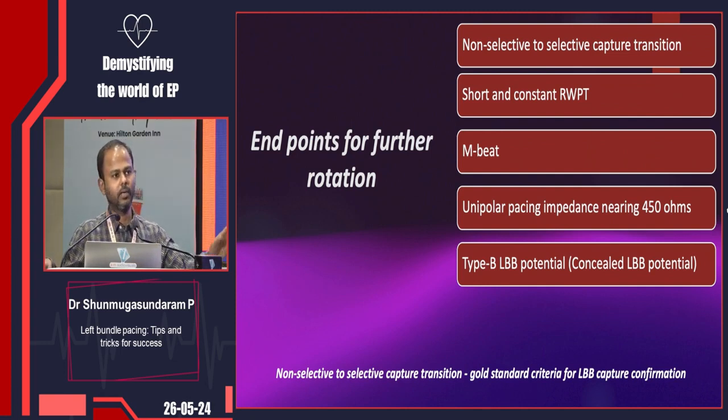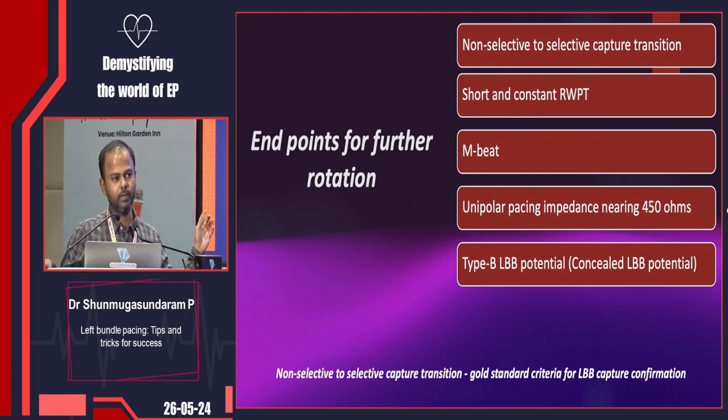So when you have a non-selective to selective capture, that means that you're right on the top of the left bundle, and further rotations will penetrate. Short and constant LVAT, M-beat, unipolar impedance nearing 450 ohms. Anything less than 450 ohms will tell you that you have perforated inside the septum and are getting a concealed potential. So these are the possible endpoints for giving further rotation.